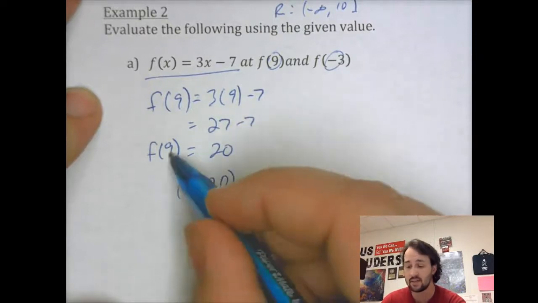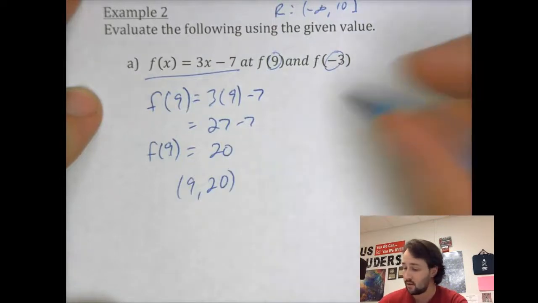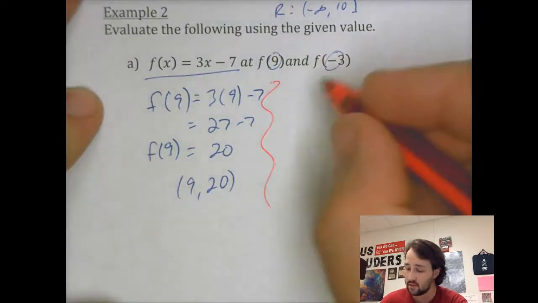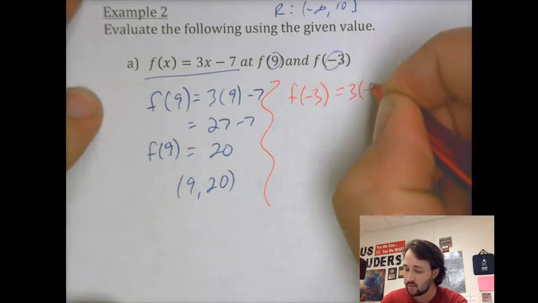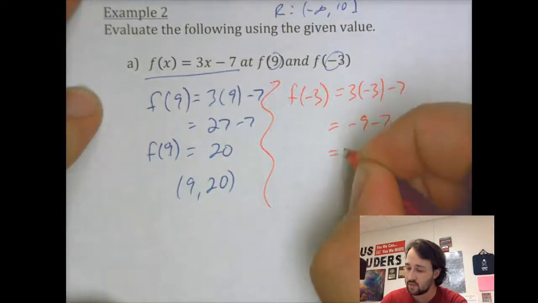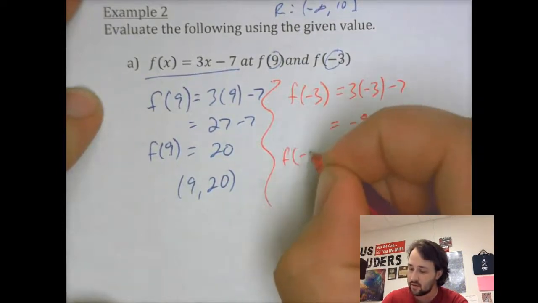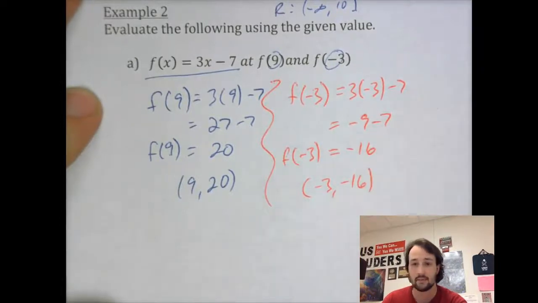So all that means is x is 9 and y is 20. Our output would be 20. All right, and then it says f of -3, so I'll do f of -3 in the same manner. So 3 times -3 minus 7, so that would be -9 minus 7, which will be -16. So f of -3 is -16, or I could write it as (-3, -16).